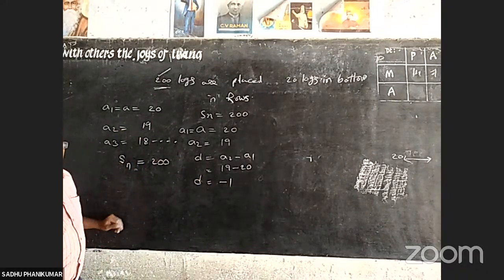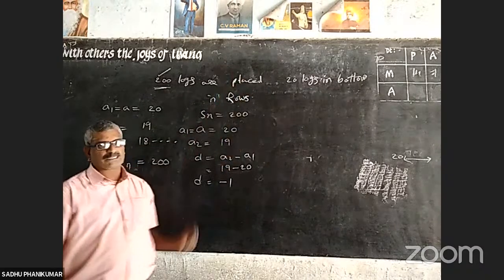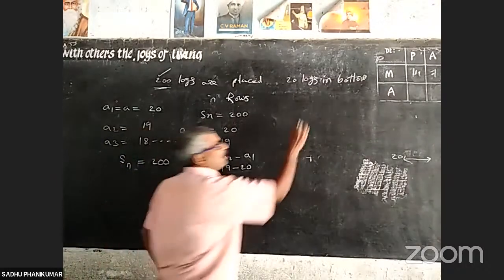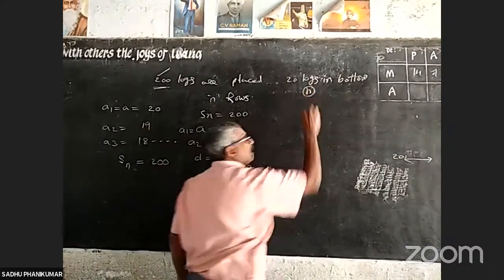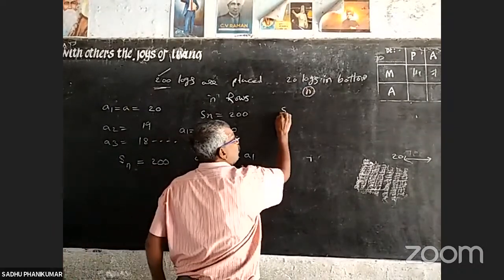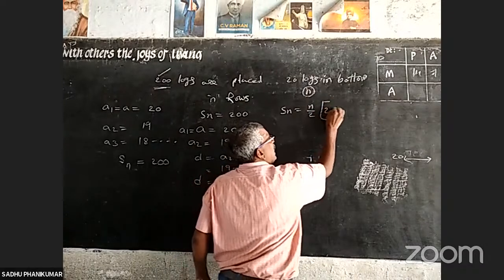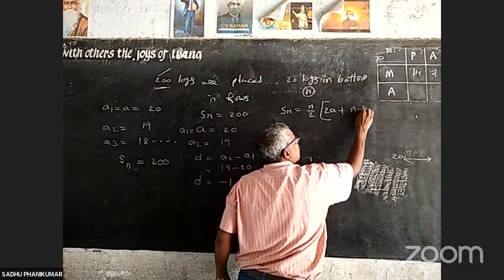Now what we have to find is the number of rows. That means we have to find the value of n. We already discussed that Sn is equal to n by 2 into 2a plus n minus 1 into d.